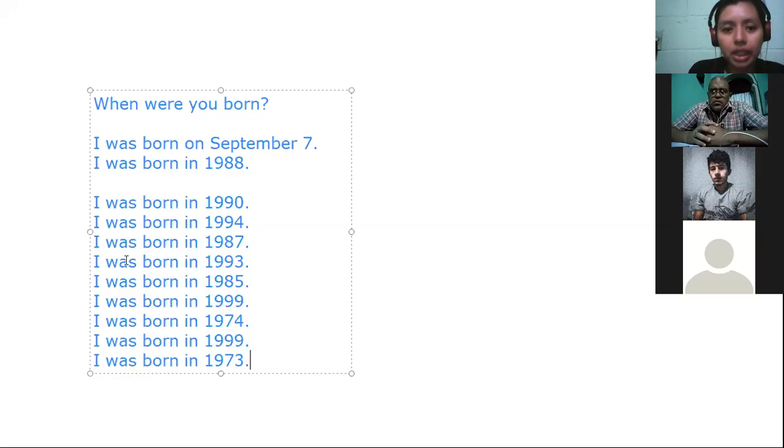Okay, there's something that I need to tell you, and this is with years. When we're talking about years in English, the way that we are going to do it is the following. We're going to divide the numbers in groups of two, okay? Los números, en especial los años, en inglés los dividimos en dos grupos. O sea, los leemos de dos en dos. So, in the example here, I was born in 1990, 1994, 1987, 1993, 1985, 1999, 1974, 1999, 1973. Okay, esa es la forma en la que vamos a leer los años en inglés de dos en dos.